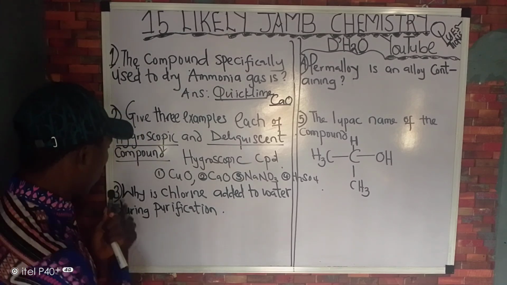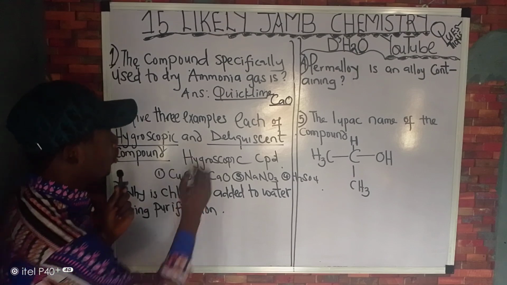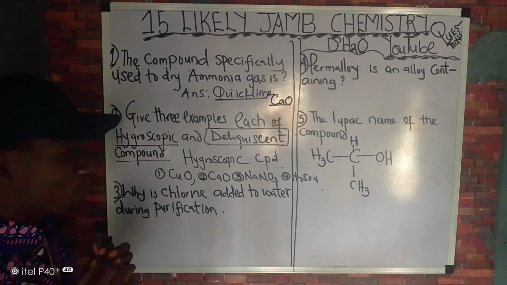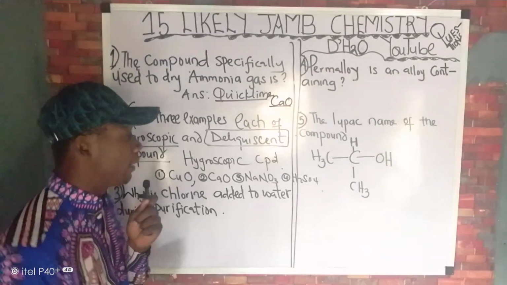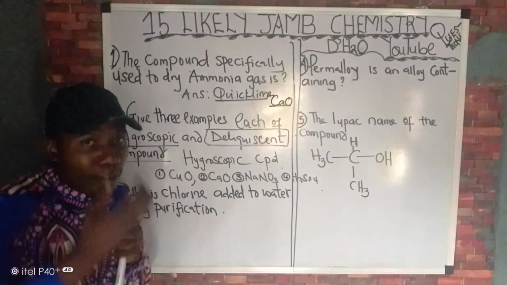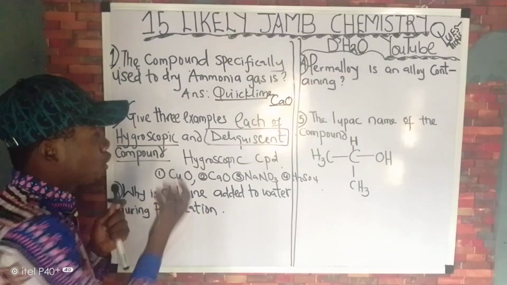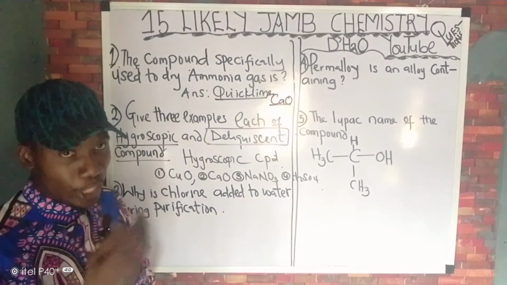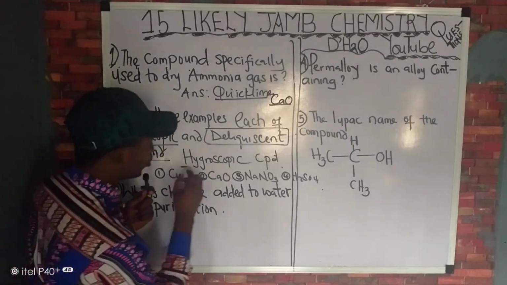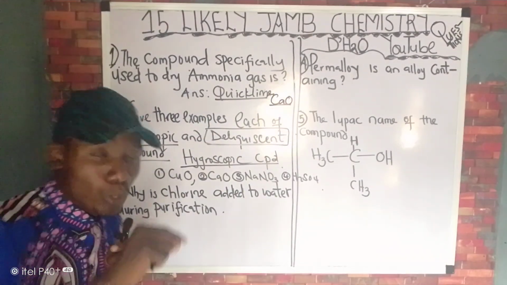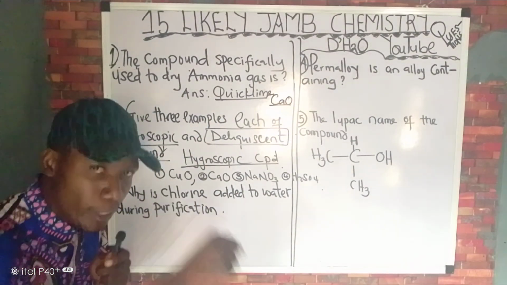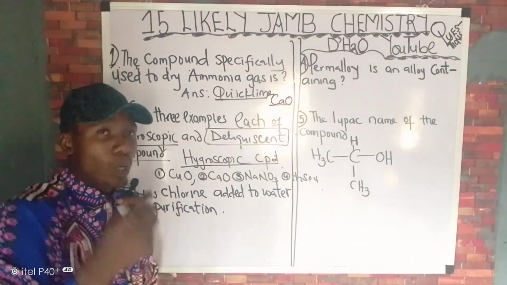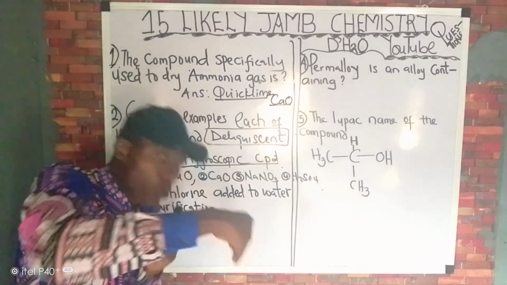Okay, now let's go to the next one, which is what? Deliquescent. Deliquescent are compounds that absorb what? Water from the atmosphere. They absorb so much water that at the end of the day, they turn into a what? A liquid. Remember, I said hygroscopic compound absorbs water, but they do not form solution. They don't turn into liquid. They only become moist and sticky. But deliquescent compound, they absorb water from the atmosphere and turn into solution.